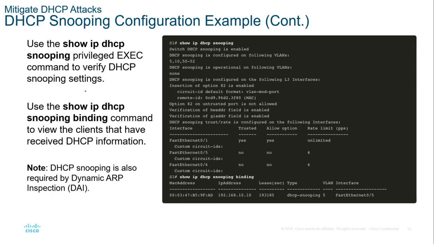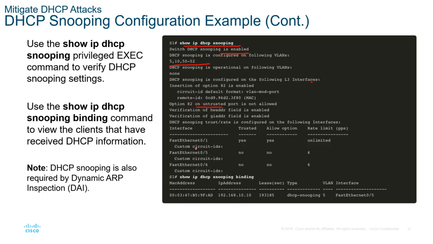So you can go ahead and verify with show ip dhcp snooping. As you can see, snooping is enabled. The VLANs are available there, as you can see, they are here. Then, DHCP snooping is configured on the following interfaces. So what do we have?